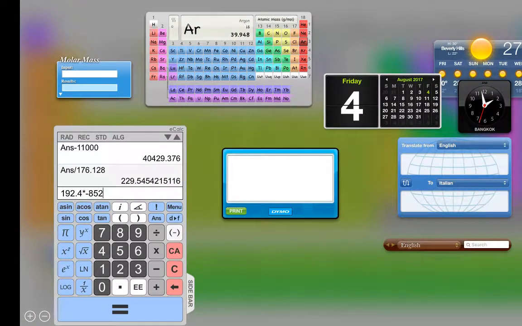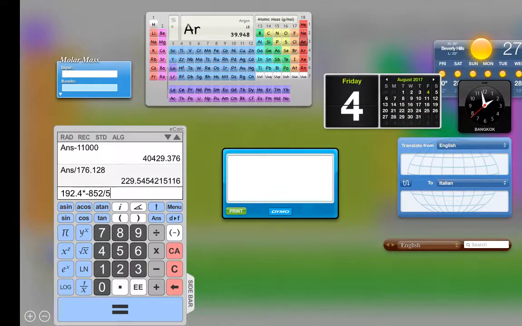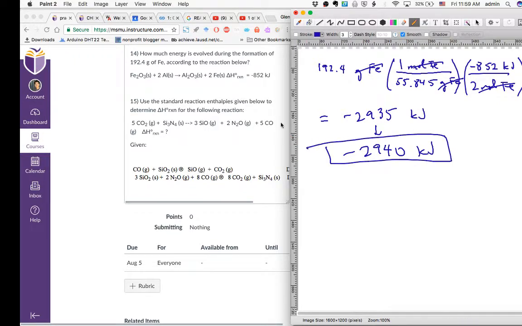My memory ain't what she used to be, you know what I mean? 29.35. I've only got 3 significant figures there, so I can't even say 29.35. I really have to say 29.40. That's the answer, folks. Only 3 significant figures are allowed.